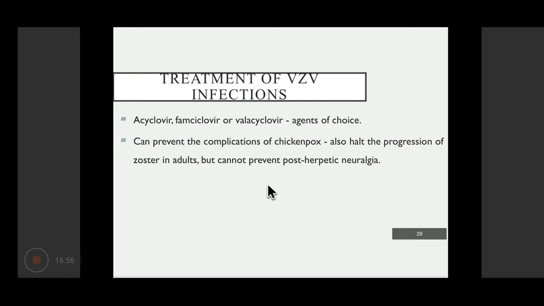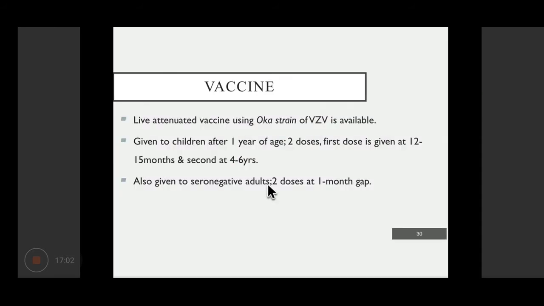These include acyclovir, famciclovir, valacyclovir. All these are various antiviral drugs. A vaccine is also available now, very frequently being given in children in India as well. It is a live attenuated vaccine that uses the OKA strain of the varicella zoster virus. It is given to children after 1 year of age. 2 doses are given, the first at 12 to 15 months, and the second dose at 4 to 6 years. So the chickenpox vaccine is now very frequently given, especially in the private sector. It is not part of the national immunization schedule, but it is given very frequently nowadays.